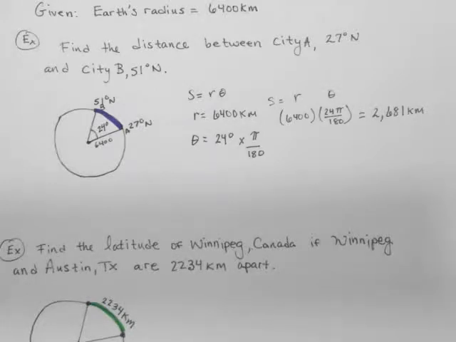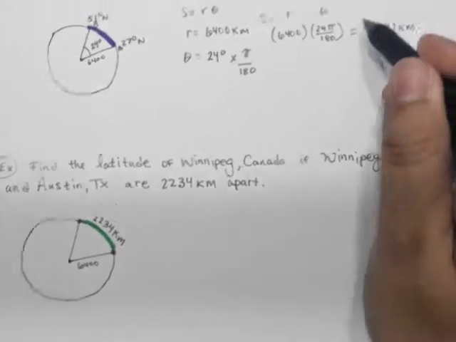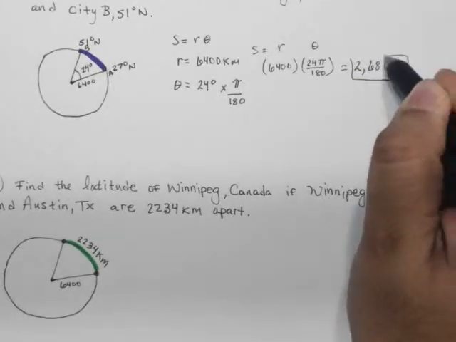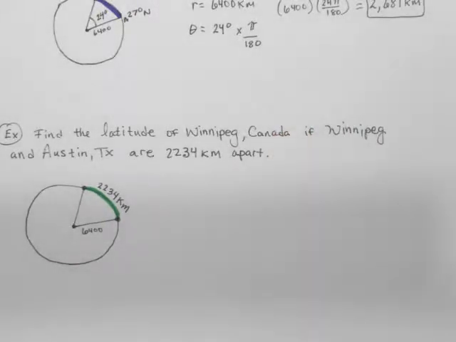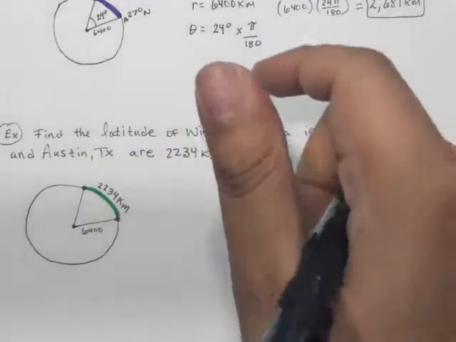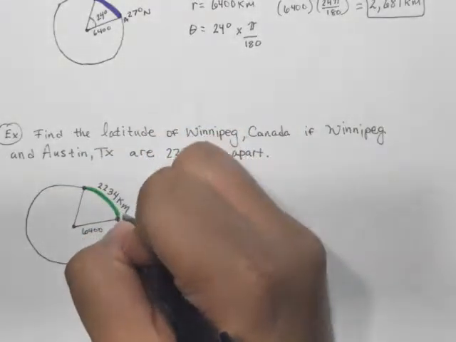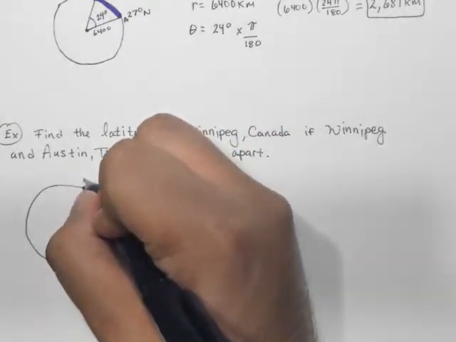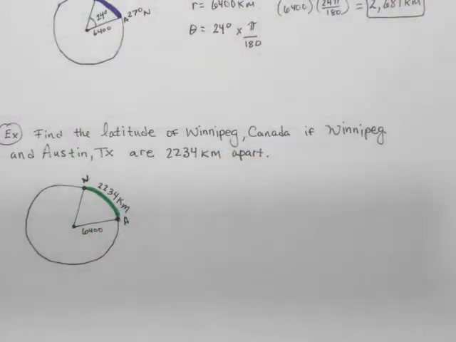Now in the next example, it's slightly different, and let's see what we've got. Let me box this one real quick. There's our answer. Now in the second example, it says find the latitude of Winnipeg, Canada, if Winnipeg and Austin, Texas are 2,234 kilometers apart. So I've drawn my grid here. Now let's think about it. Which dot would represent Austin, which would represent Winnipeg? Well, I suppose Austin is somewhere down here and Winnipeg somewhere up here near the north, right? Winnipeg has to be north of Austin.